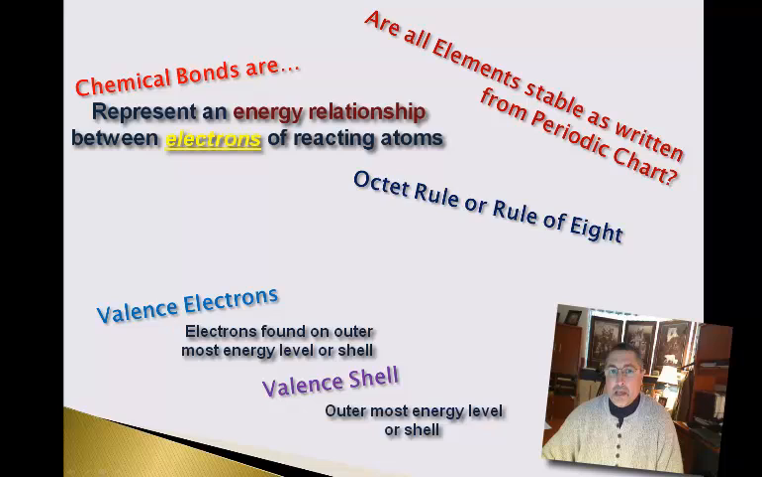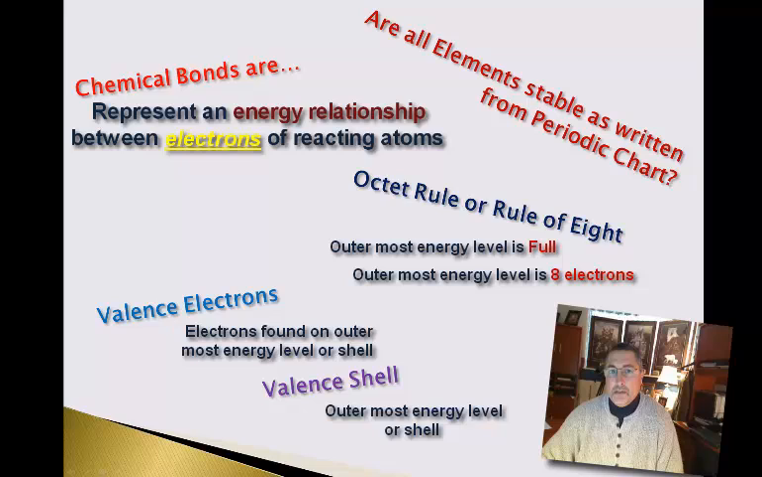What governs whether an atom is going to be chemically active with other atoms? Well, that's something known as the octet rule. The octet rule says that for an atom to be stable, it must obey one of two rules. The first rule is that the outermost energy level is full. The second rule is that the outermost energy level has 8 electrons in it. If either part of this rule is obeyed by an atom, then that atom is not going to be reactive in nature. It's going to be stable, and it's going to be known as a noble gas or an inert gas.